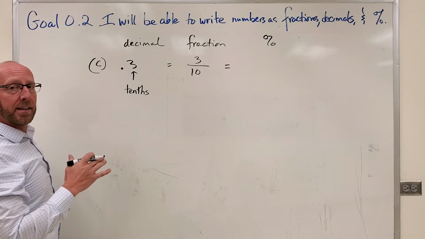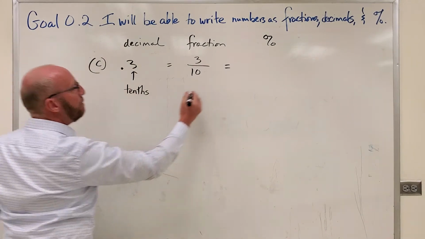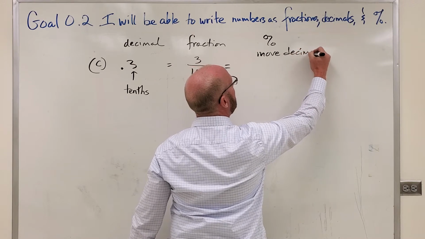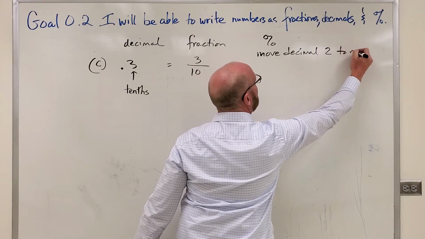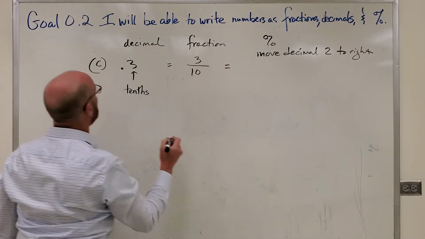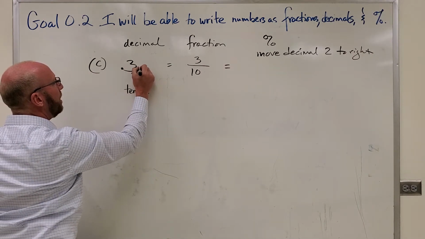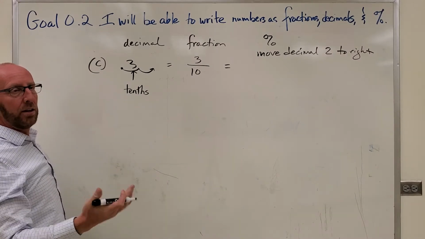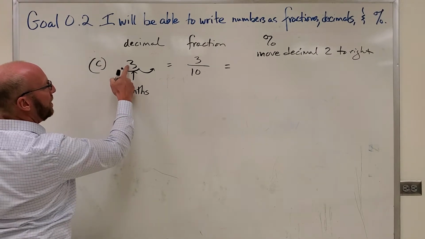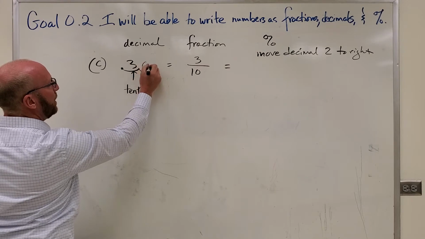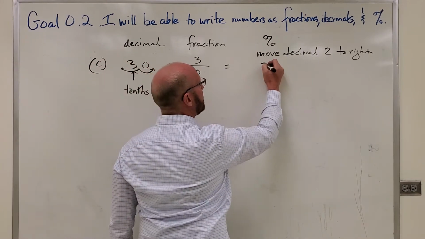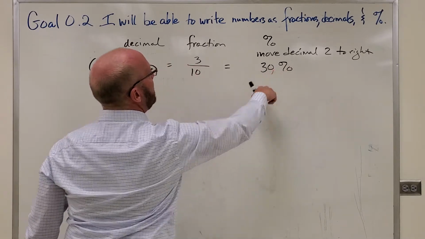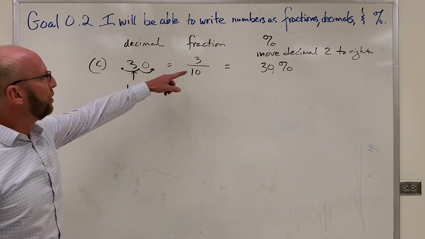If I start with the decimal to make it a percent, I move it 2 to the right. Move the decimal 2 to the right. So it's 0.3, I move it 1, 2 times, because I need to move it to 100, which is 2 decimal places. So it's going to be 30. So this will be 30%, and you don't need the decimal there. Move the decimal 2 to the right to form it.